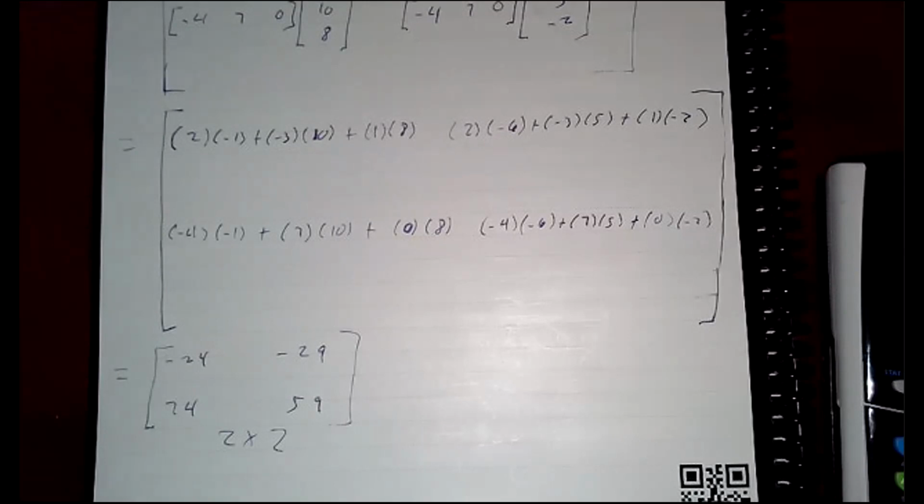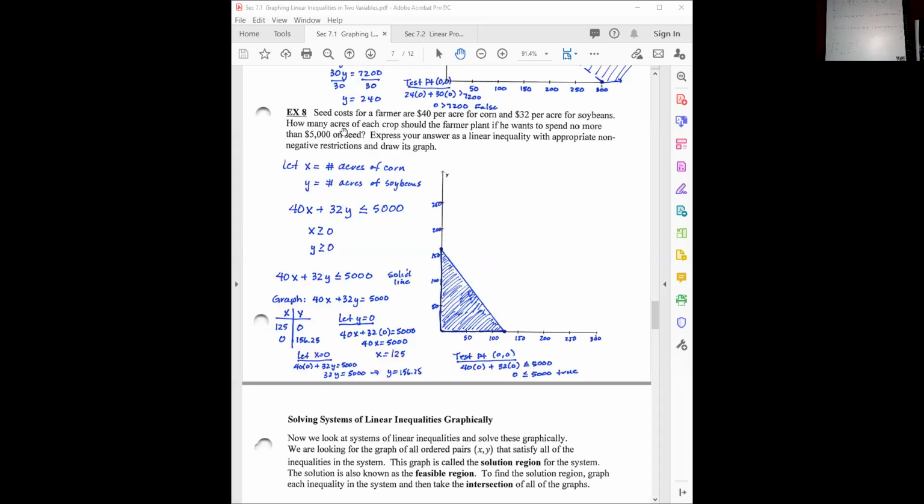Doing these by hand can be real time consuming, so let's look at them. The seed costs a farmer $40 per acre for corn and $32 per acre for soybeans. How many acres of each crop should the farmer plant if he wants to spend no more than $5,000 on seed? Express your answer as a linear inequality.